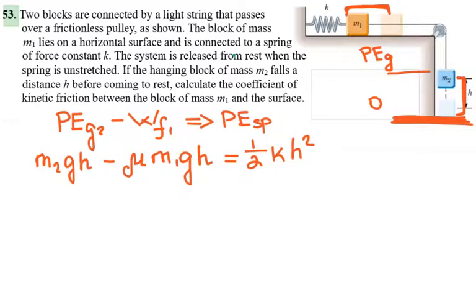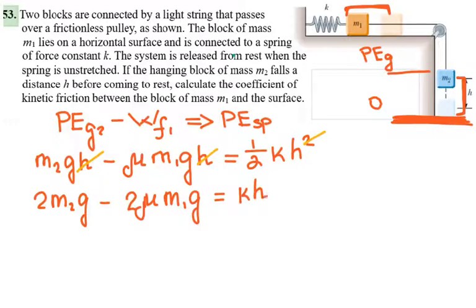And what I see here is that every single one of them has h. So I have h here, and I have h here, and I have one of the h here that I can cancel. Then I'm going to multiply every single one of them by 2 to get rid of the fraction. So I have 2m2g minus 2 mu m1g equals kh.